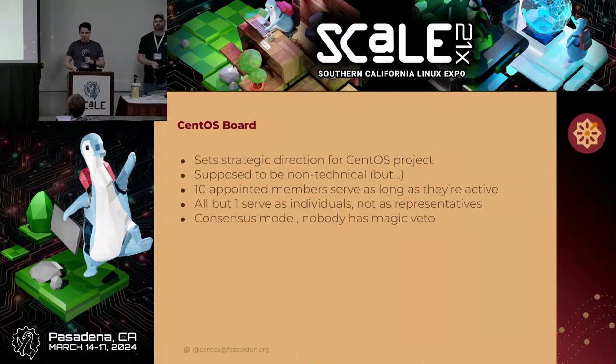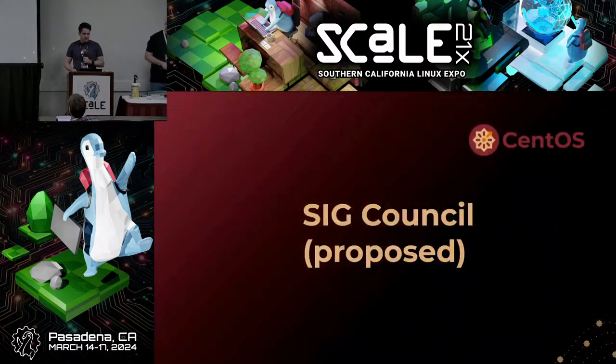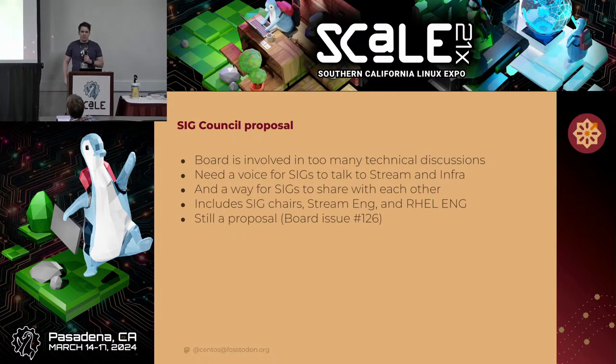The whole board operates on a consensus model. So I mentioned that the board keeps getting bogged down in these technical issues. A proposal that's going to go through soon, it's been through a few iterations, is a SIG council. This is basically a way for all of our special interest groups to speak to infra, to speak to the stream engineering team, and to have their voice heard, and to talk amongst each other, to say, we've been having this problem in our SIG, or this problem over here, and to work together to solve some of their common issues.